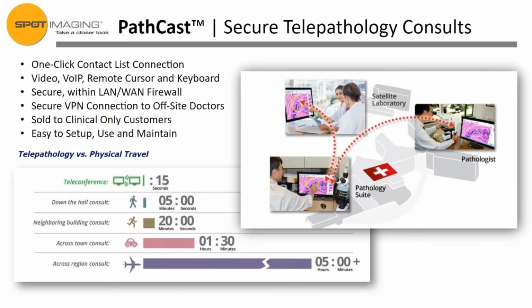And so when we talk about that, easy to use is you have a contact list. You just click on a person's name, then say start the meeting, and immediately you get a high quality fixed resolution video, voice over IP that's as good as FM with echo reduction, and a remote keyboard and cursor control from the attending person. It's also secure because it's within your own firewall. For off-site doctors, we use a VPN connection in so that it's registered and encrypted. We only sell it to clinical accounts, so not every hacker in the world has access to this. It's very unlikely that they would. And lastly, it's easy to set up and maintain for your IT department.